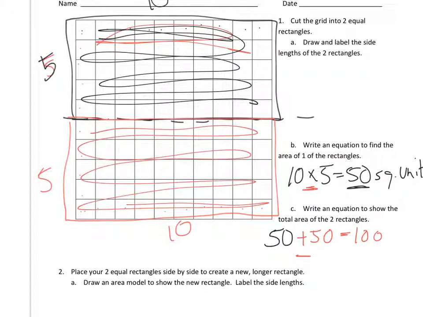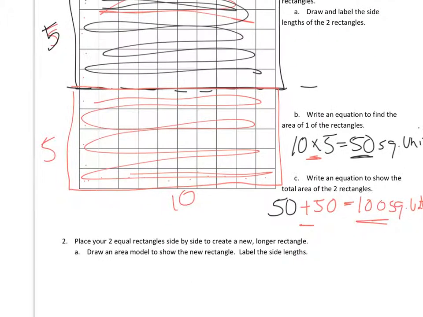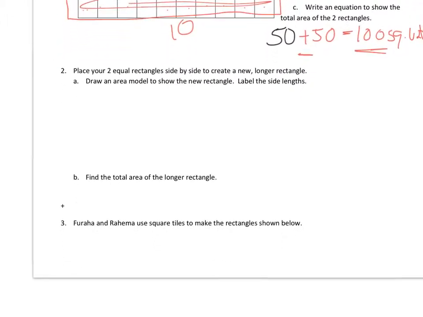Alright, let's go ahead and move on to number 2. Don't forget the multiplication and addition, because we needed to find the area of one and then add the areas of both of the rectangles together to find the total was 100 square units. Okay, let's go ahead and move on to number 2.